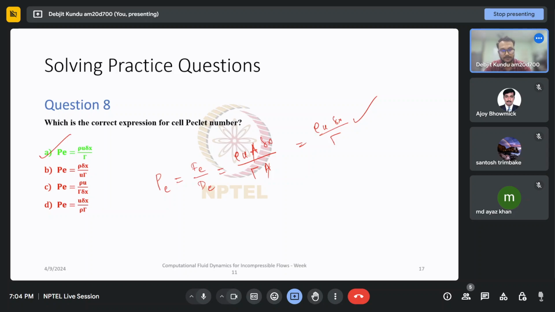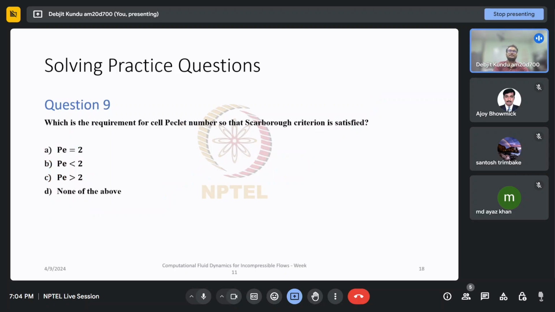Okay. Any questions on this? If not, we will keep moving along. We move on to question number 9 now, which is asking us what is the requirement for the cell Peclet number so that the Scarborough criterion is satisfied. Is it Peclet number equal to 1, Peclet number less than 1, or is it Peclet number equal to 2, less than 2, greater than 2, or none of the above? We have one quick response in favor of option B. Awesome.